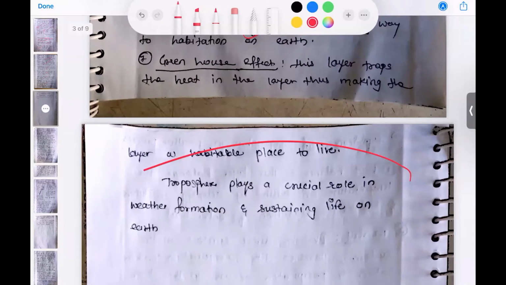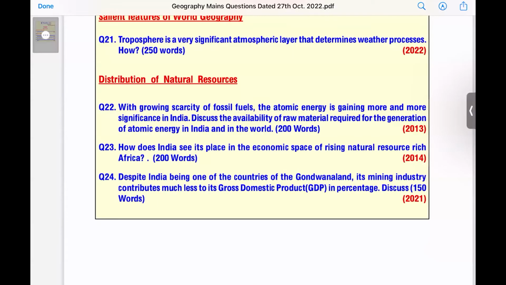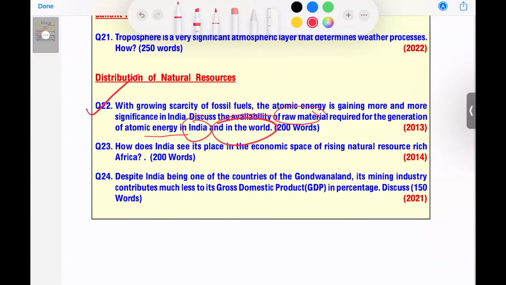See the second question. With growing scarcity of fossil fuels, the atomic energy is gaining more and more significance in India. Discuss the availability of raw materials required for generation of atomic energy in India and in the world. So they are asking you two important aspects. Discuss the availability of raw materials in India as well as the world. So you have to inform the examiner where is the availability of raw materials. Clear?